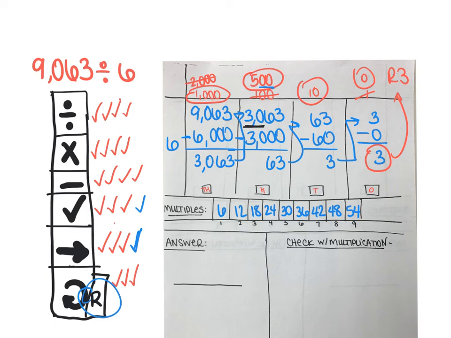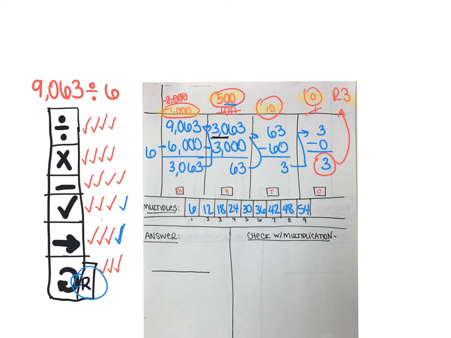And then really my answer is in expanded form up at the top. So we've got 1,000, 500, 10, and 0 with a remainder of 3, which means that when I write my answer out, it's going to be 1,510 with a remainder of 3.